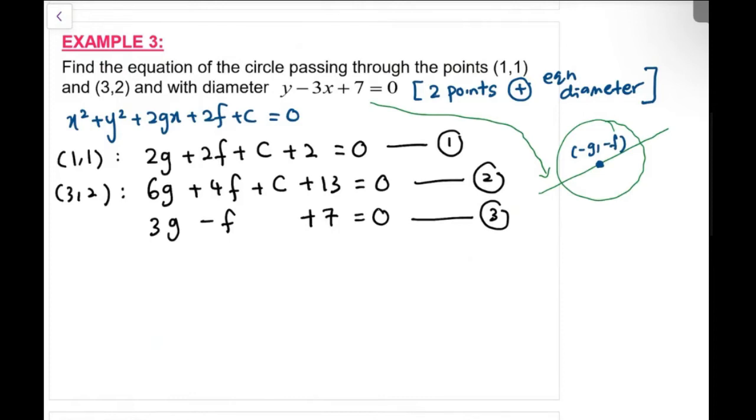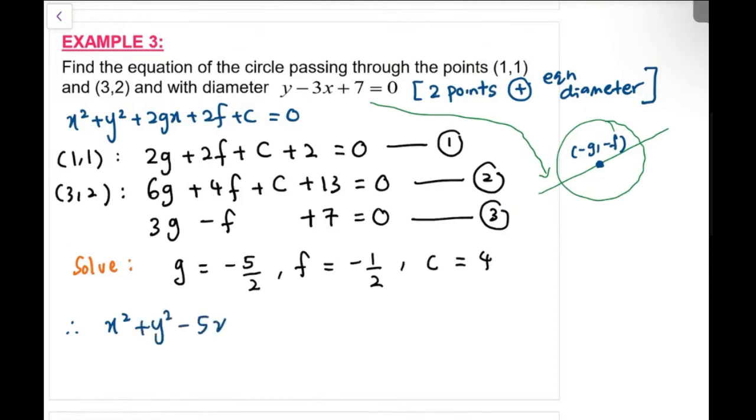After that, once we obtain these three equations, same as before, you have to solve them simultaneously to find G, F and C. In this case, G will be negative 5 over 2, F would be negative half, and last one, C in this case is 4. And then last part, substitute all these three values into the general equation of a circle. So our final answer would be x squared plus y squared minus 5x minus y plus 4 equal to 0. And this is the general equation of a circle.